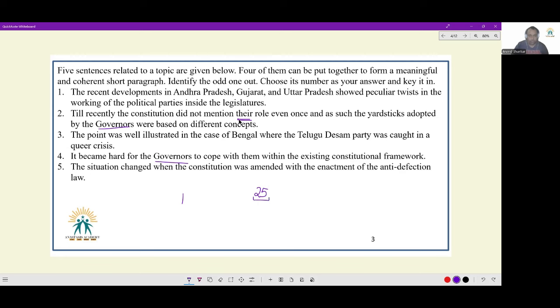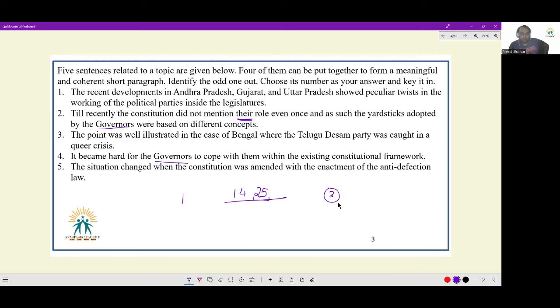Now 2 mentions their role. So who would be their referenced here? Most likely the governors, which means the statement 4 has to come prior to 2, somewhere prior to 2. So 1, 4, 2, 5 would be the order, and 3 would be the odd one out. Let's read 1, 4, 2, 5.